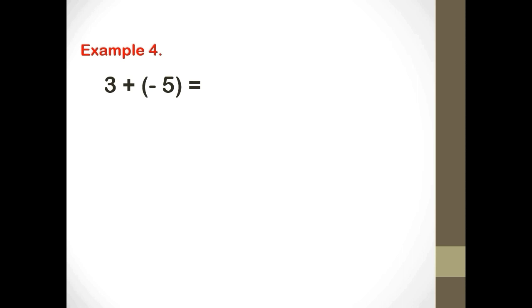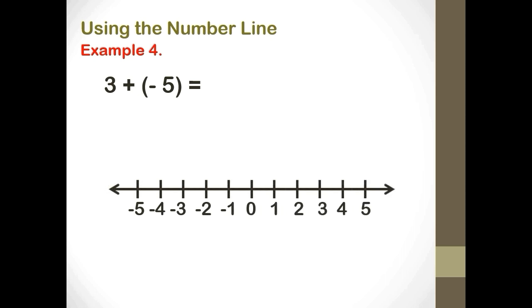Now, let us have our last example for addition. +3 plus -5. Using the number line, let us locate +3. And since we're adding a negative number, we are going to move 5 units to the left. Let us start. 1, 2, 3, 4, and 5. So where did we stop? At -2. Therefore, our answer is -2.